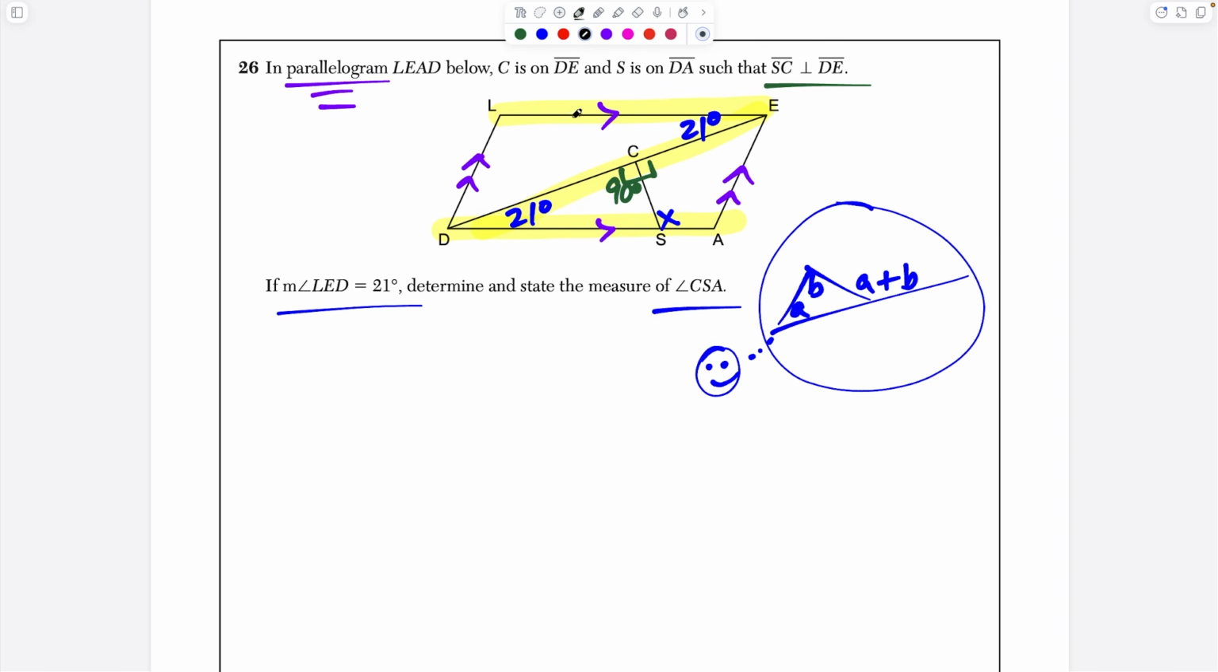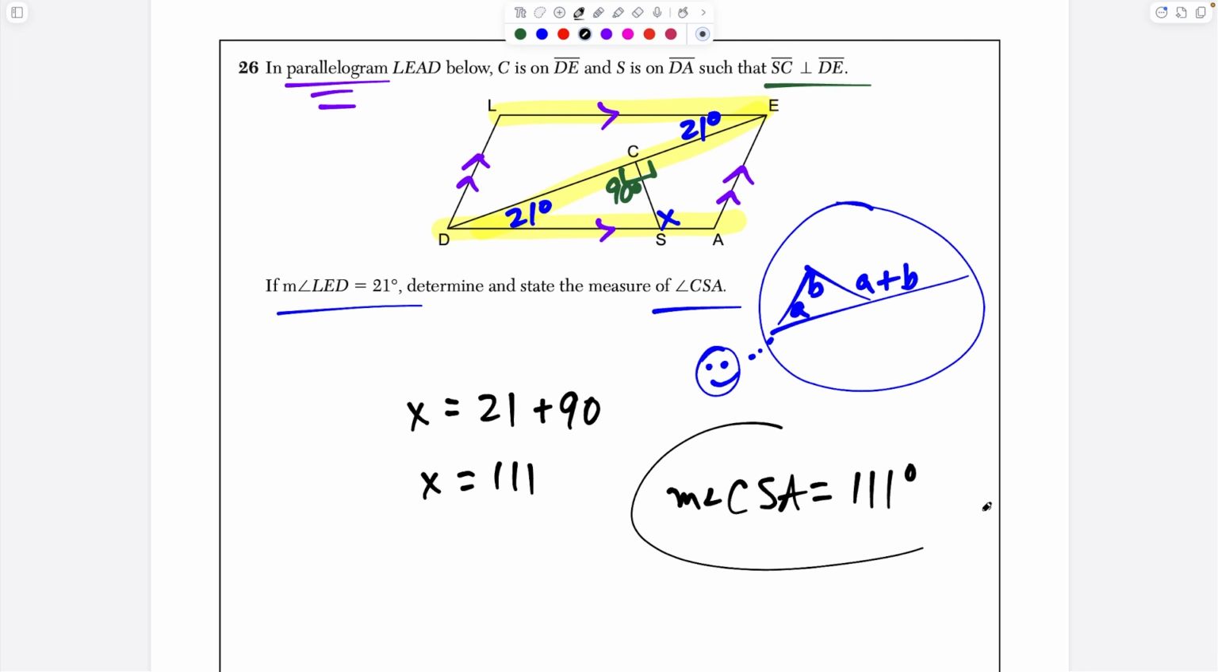Okay, so here I would say, all right, X is equal to 21 plus 90. So here I just have to add to find X, and I would get 111. So now the measure of angle CSA, I'm going to write it in degrees, is 111 degrees. Now, let's say you forgot the exterior angles theorem. There is another way you could do this.